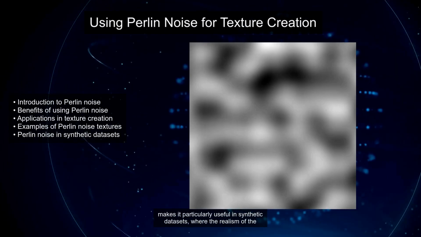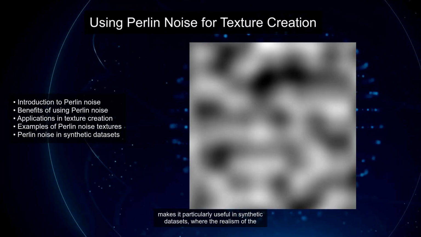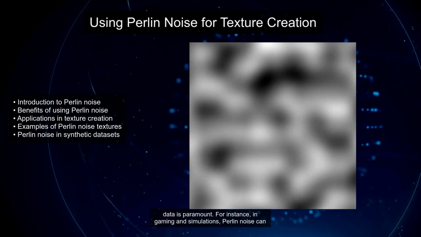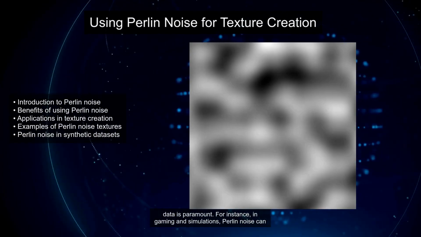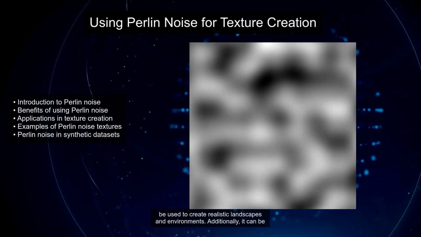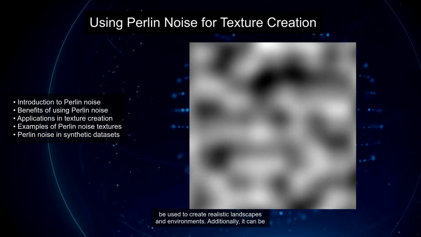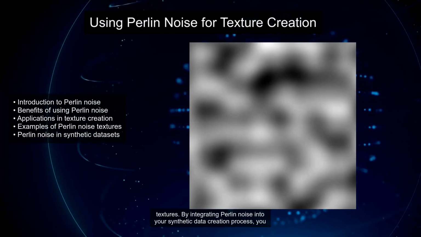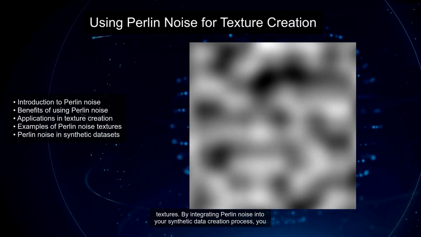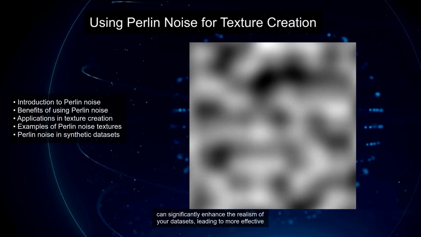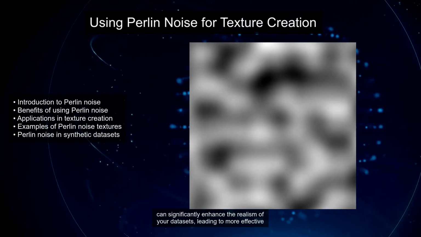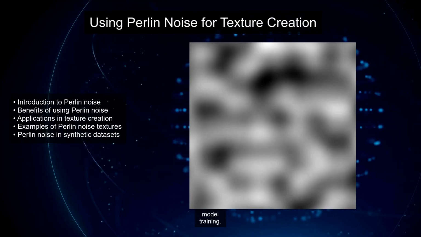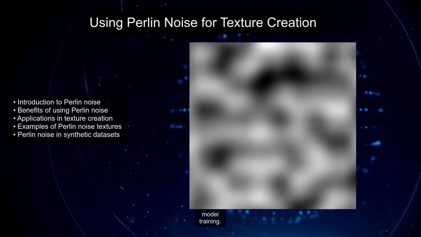The seamless nature of Perlin noise makes it particularly useful in synthetic datasets, where the realism of the data is paramount. For instance, in gaming and simulations, Perlin noise can be used to create realistic landscapes and environments. Additionally, it can be layered and combined with other noise functions to produce even more intricate textures. By integrating Perlin noise into your synthetic data creation process, you can significantly enhance the realism of your datasets, leading to more effective model training.